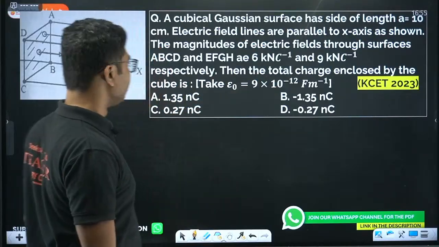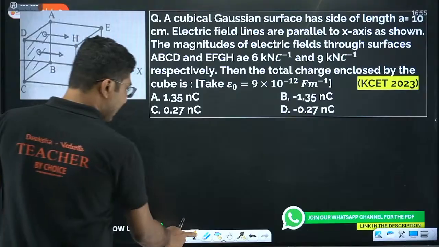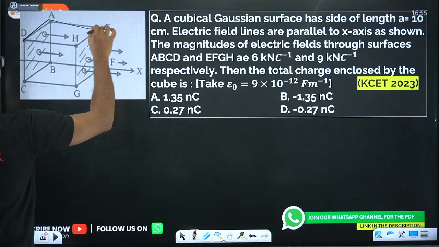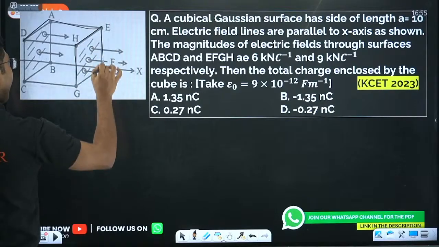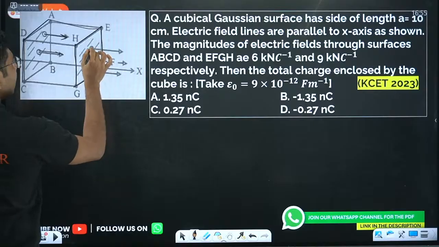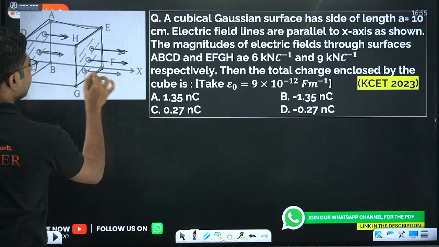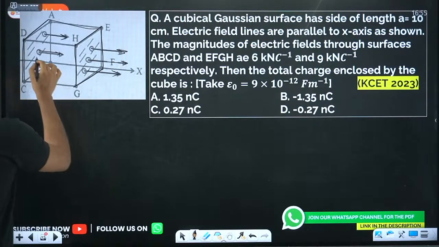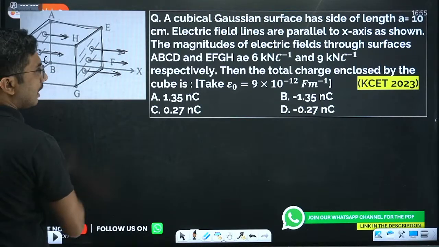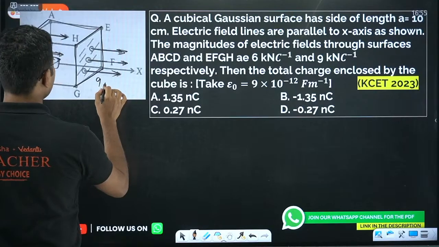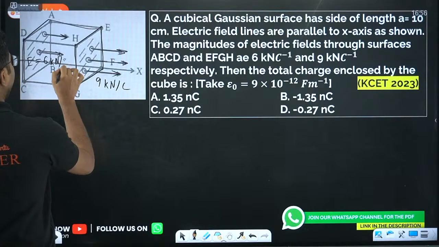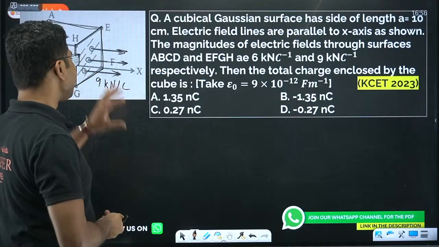So here if you see the diagram carefully, basically we have a surface, a cube. Some electric field is coming in from this surface, some electric field is going out through this surface. It is mentioned that the electric field near this surface is 6 kilonewton per coulomb and here it is 9 kilonewton per coulomb.